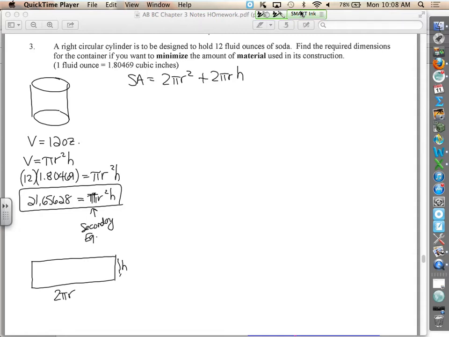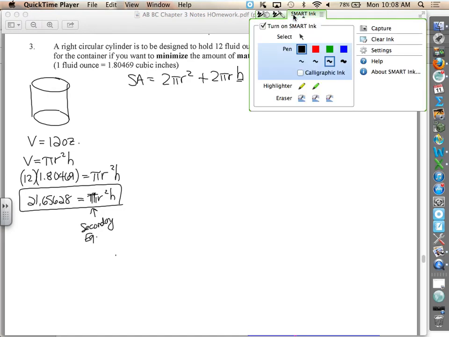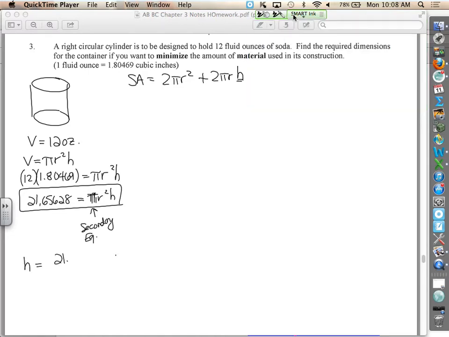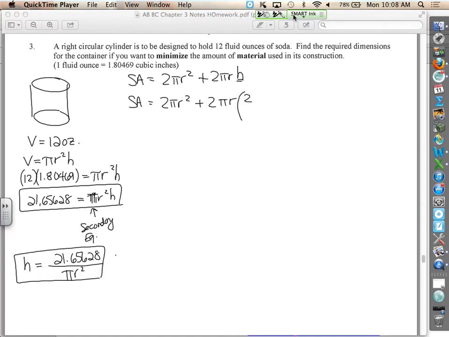So if you look at this equation, if I can get rid of this h and make it into some kind of r, I'm going to have an equation with all r's. So that's what we're going to do. Let's go back over to the secondary equation here, and let's get rid of h by solving for h. So I'll have 21.65628 over pi r squared. So I'm going to take this and plug it into my surface area equation. Take out h, we'll replace it with what it's equal to. So 21.65628 over pi r squared.